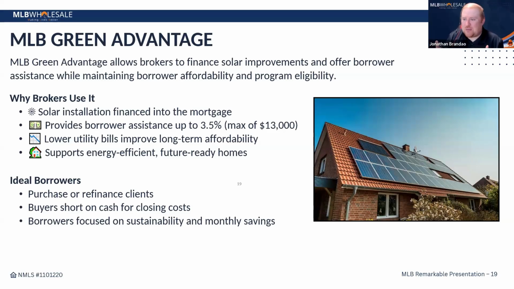I only bring up this program, like I said, because it works as a different option. If the Remarkable DPA just doesn't fit your borrower because the rate doesn't work or the way it's structured doesn't work, Green Advantage is another thing to think about and say, okay, this might be a good option to fit my borrower into something that will help them, giving them that little extra assistance if they need it.